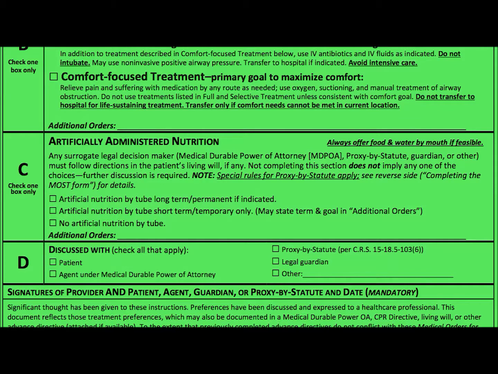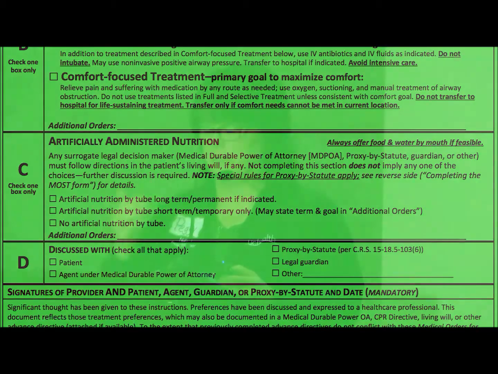where any surrogate decision maker must follow the directions in the patient's living will. Because this information can be on a living will, before we start this process it's so important that we ask people to bring in any other advance directives they've previously completed, so that we make sure whatever they've filled out on a MOST form matches what's on their living will, because of the level of confusion it can cause when people have different wishes documented in two different places, when people are trying to follow what that person would want.